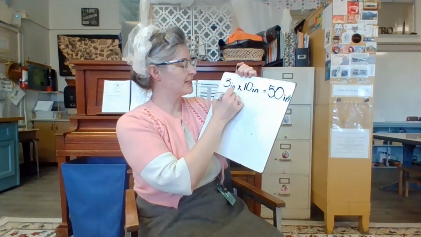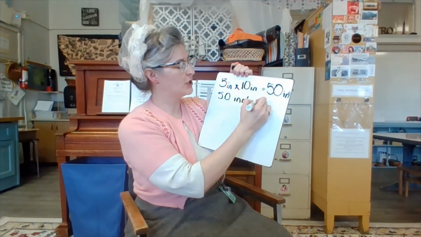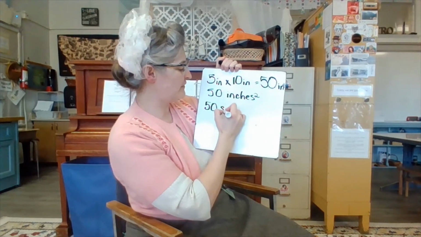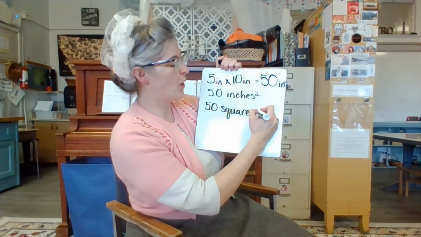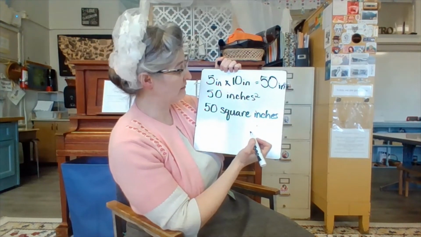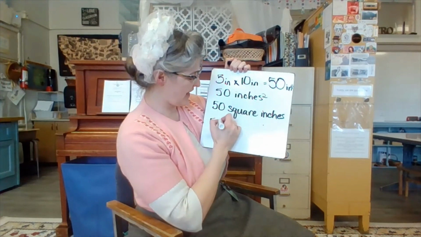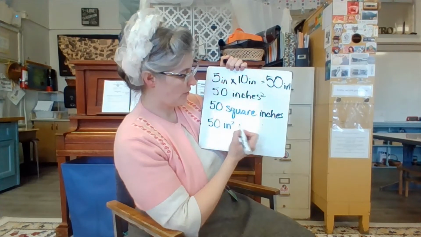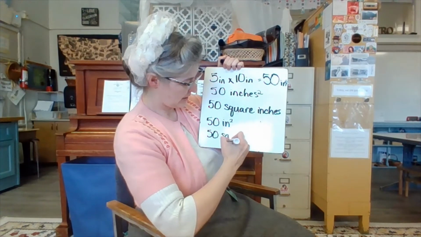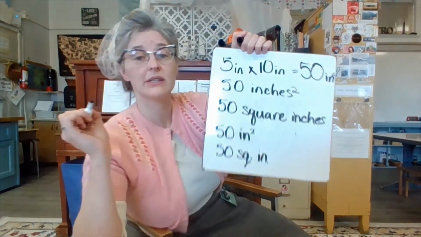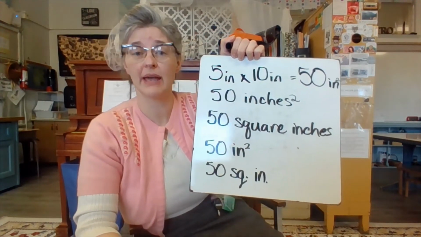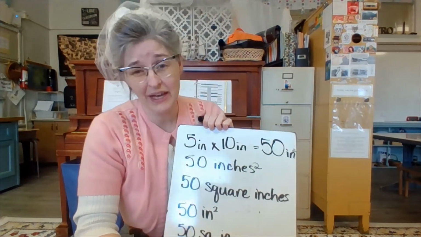I can label this as 50 inches with the 2. I could also label it as 50 square inches. That would also be a thing. I can also abbreviate and say 50 IN with the little 2, or 50 square inches abbreviated. These are all accurate and they would all count as a label. What is not okay is forgetting a label altogether.